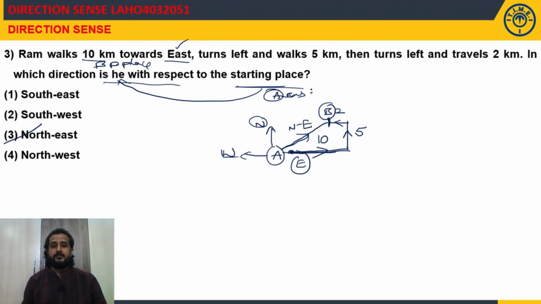But the base point is very, very important, which you need to take as a base. Generally, we take the last point as a base. In the statement, in which direction is he with respect to the starting place, from the starting point we need to check, which is nothing but the base. So choice 3. And this type of questions, base points, we discussed during the basic class of direction sense. So in case you have not watched that video, please watch. And please keep noting down parallelly.